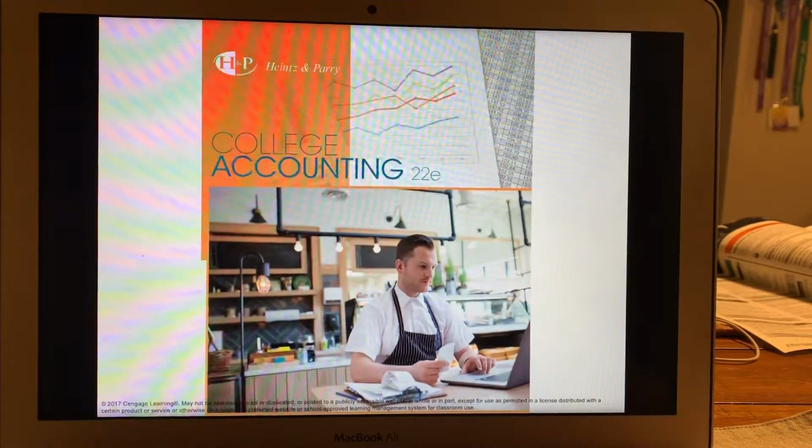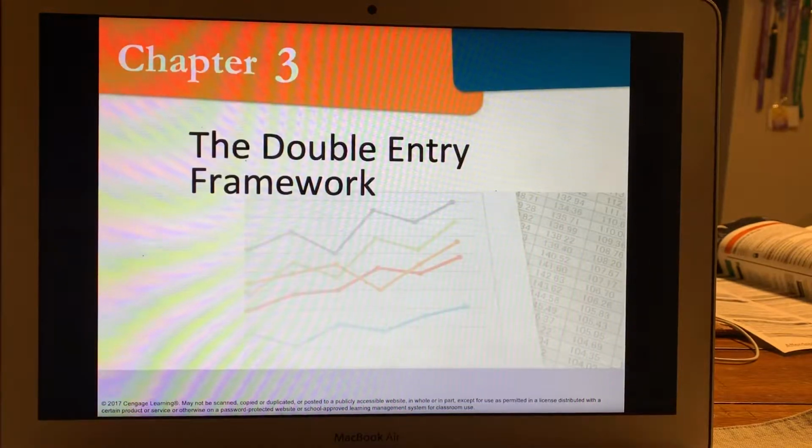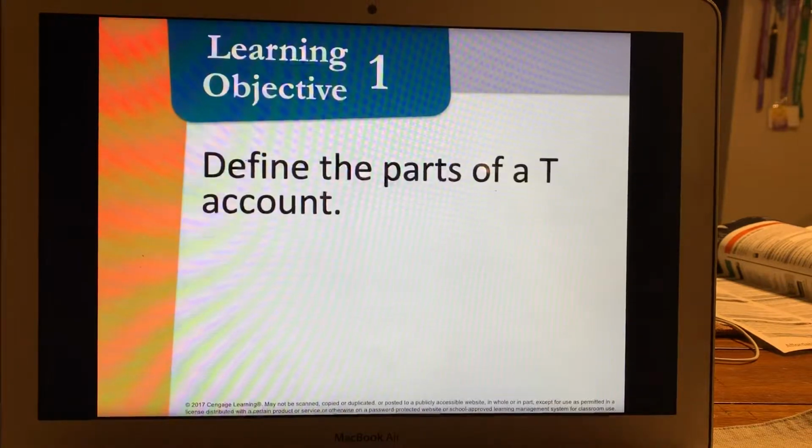Hello class, this is chapter 3 for college accounting. So in chapter 3 we're going to look at the double entry framework of accounting. So learning objective number 1 is define the parts of a T account.